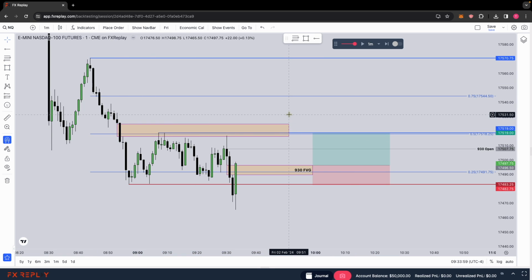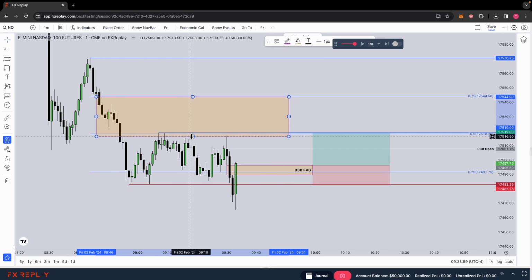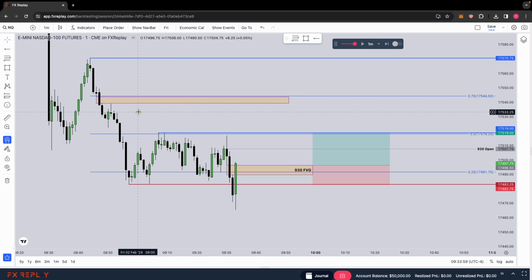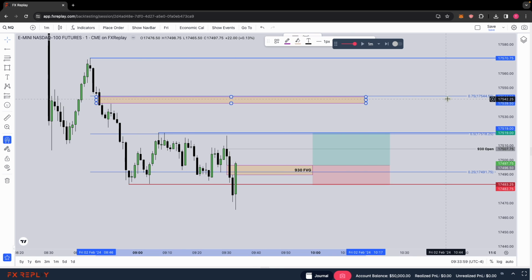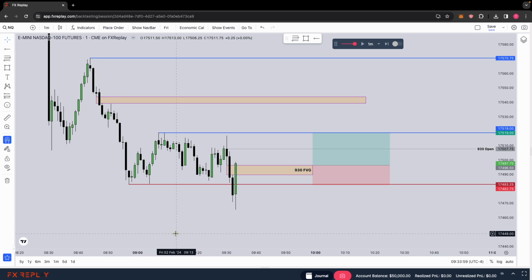We obviously have this SIBI. We want to see us expand through that. I'm going to see if we can get up and grab this fair value gap right there. That's in a premium of this dealing range. I just deleted the dealing range, okay?